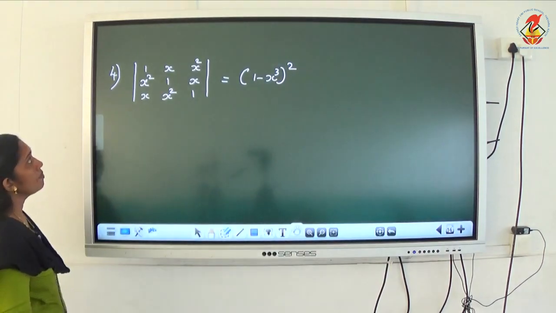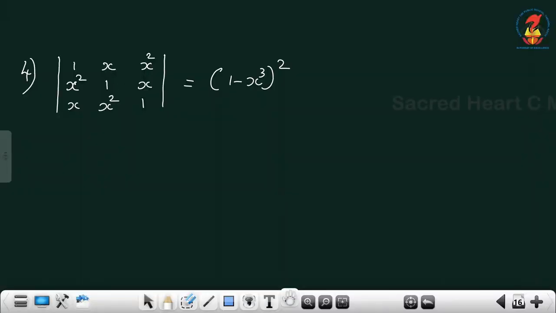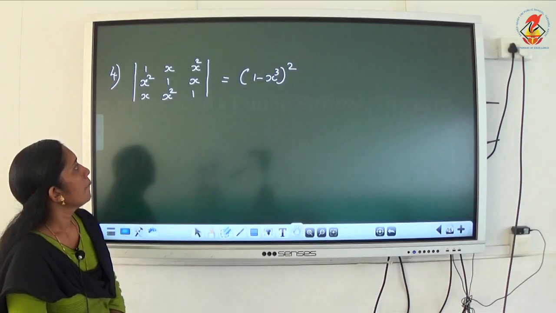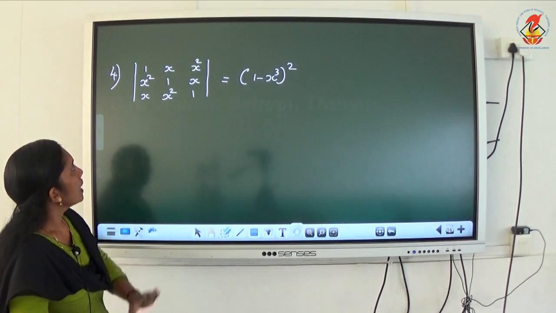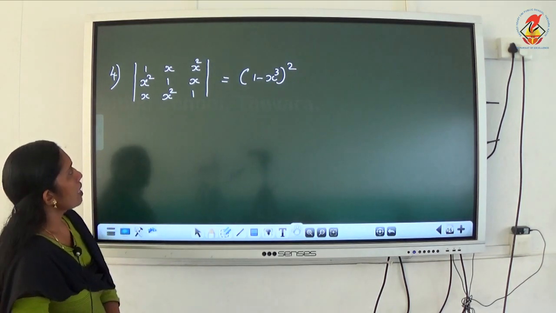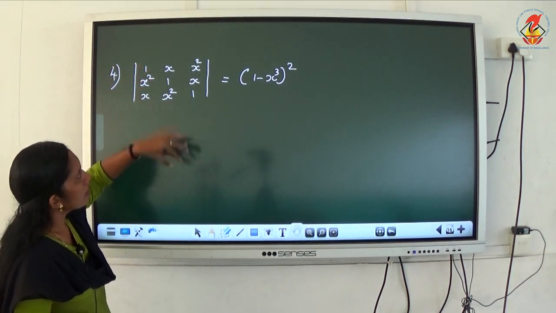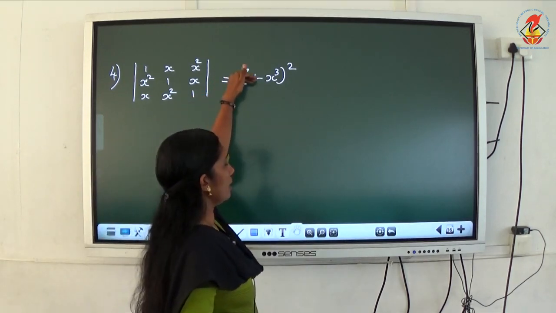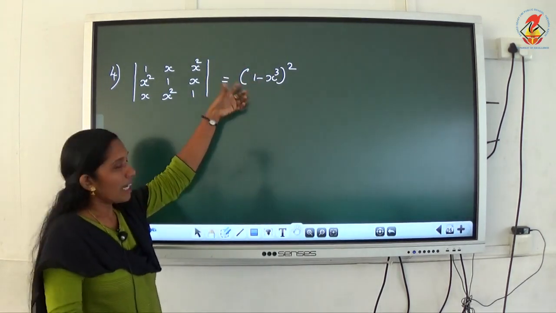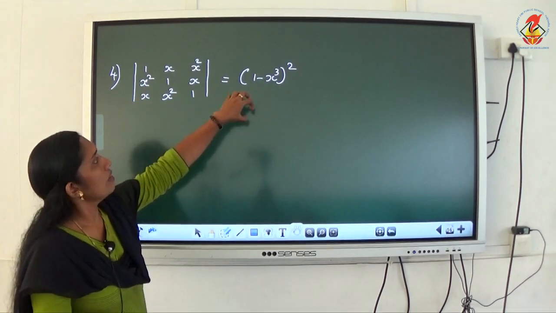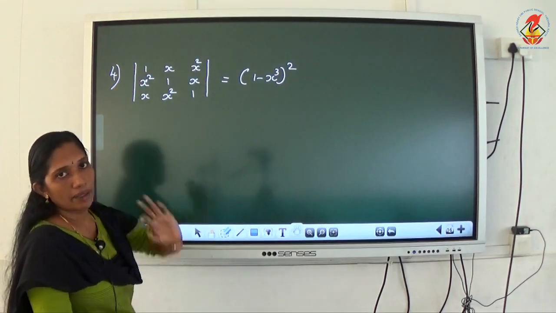Then the last question. Prove that the determinant |1 x x²; x² 1 x; x x² 1| is equal to (1 − x³)². So here we can't take anything outside. Also, when we subtract, again we can factorize, but it is not like this, we won't get it.